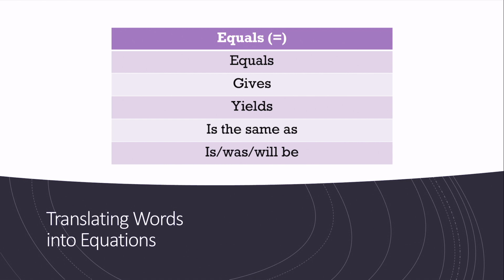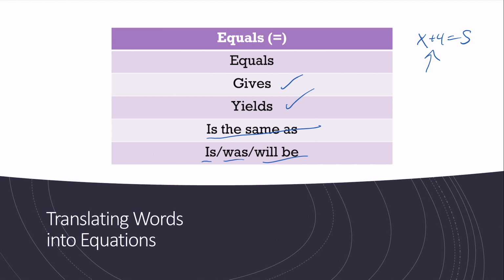When it first comes to translating from words into equations, we need to know where we get our equal sign and where that's going to go. And they aren't always going to use the word equals. They might use the word gives or yields or is the same as or is, was, or will be, right? So the sum of x and a number is, the sum of x and 4 is 5 would be a good example, right? The sum of x and 4 is 5, and that allows us to solve for x. Notice I said sum, not add.